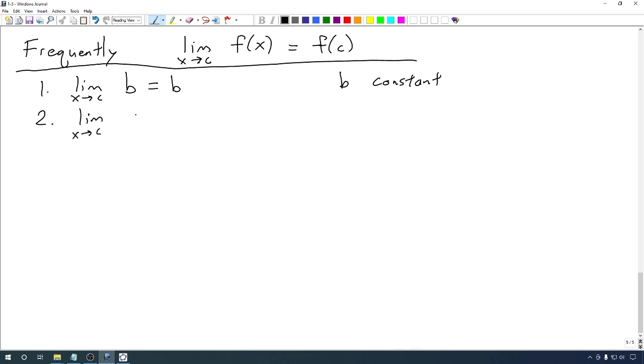Next easiest example, what does x approach as x approaches c? Well, hopefully that is pretty obviously c. If we let x go to c, then x is going to c. Sounds like a tautology, actually.